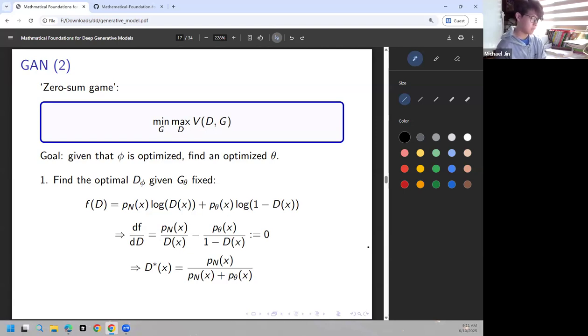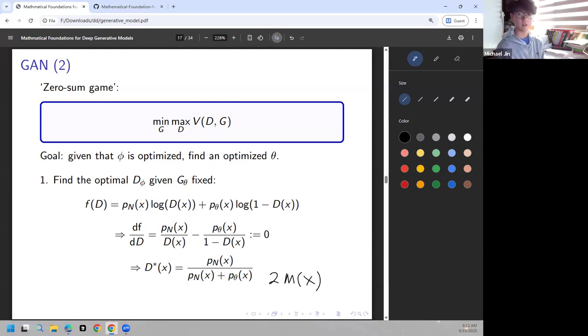Remember, the derivative of the log function is just 1 over the inner part, right? And solving this function, we get the optimal D, which should be p_n over p_n plus p_theta, where p_n is the empirical distribution and p_theta is the model distribution. So here, I think you have already discovered that this is 2 times m of x, right?